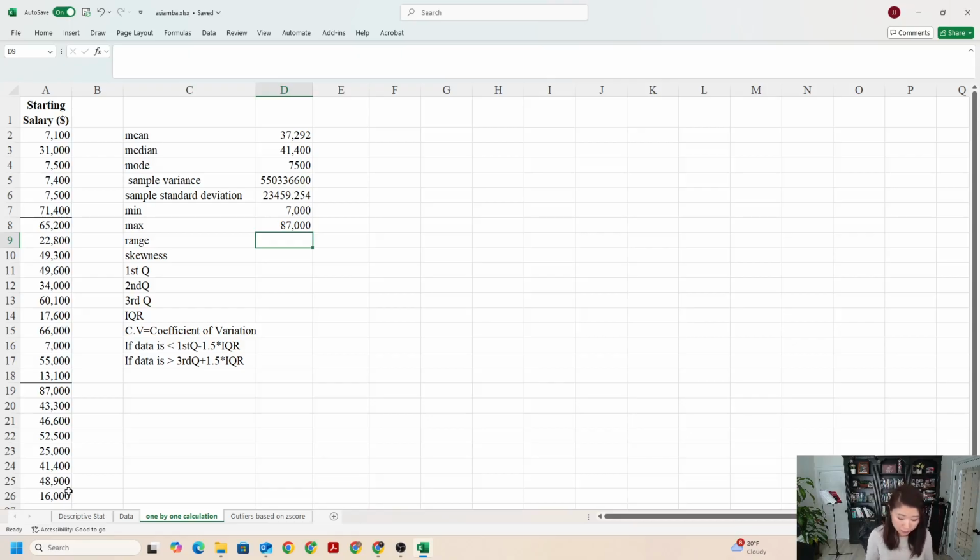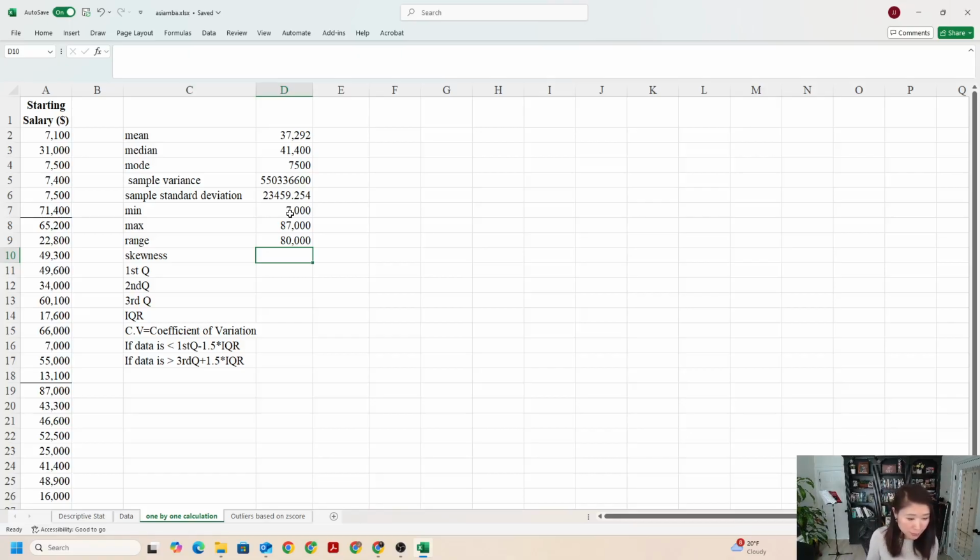So now we are able to calculate the range. The range is equal to the largest minus the smallest. Since you already calculated the max and the min, you can just type equal, select the cell value, and minus the min. Okay, so that gives us the range. The range for this data is another way to measure the variability or dispersion of the data set. It's $80,000. Okay.